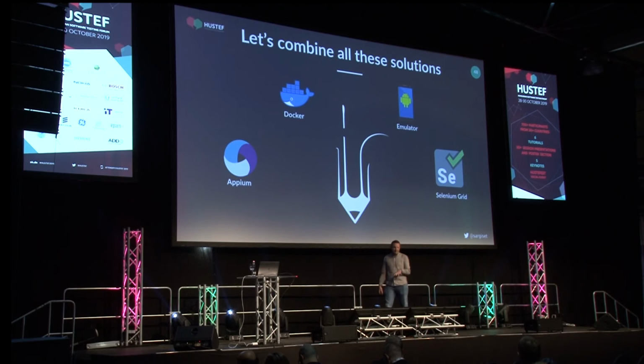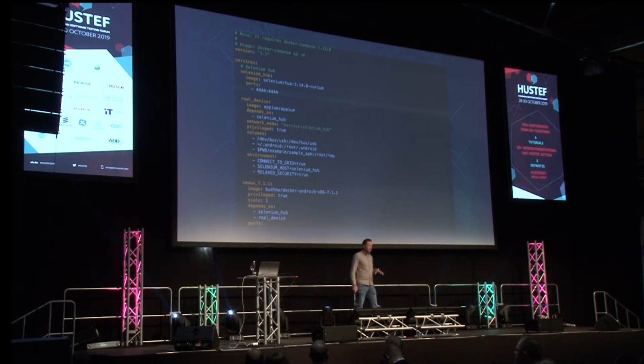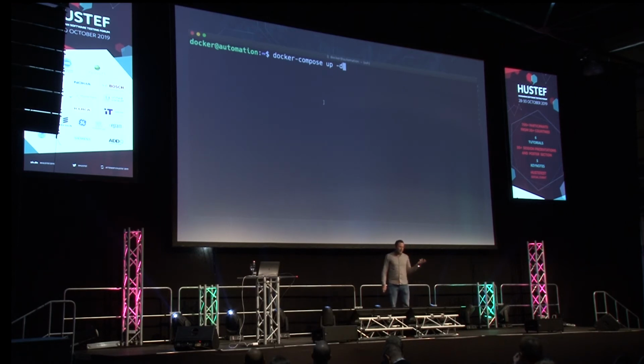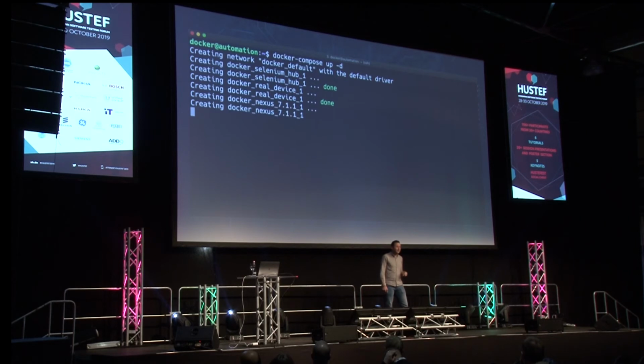And right now, we have these four main solutions that we can combine in one. So we have Appium, Docker, Emulator, and Selenium Grid. Basically, what we're going to do is run the Selenium hub. We will register the real device there, and we will add one emulator there. And this Docker Compose file you can also find in the repository that I will share at the end. So when we do docker compose up, the environment will create all the containers that we need. And here we are done. Now we have a Selenium Grid up.